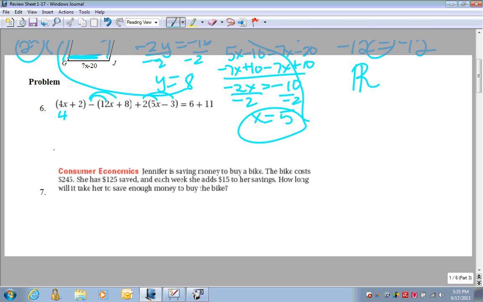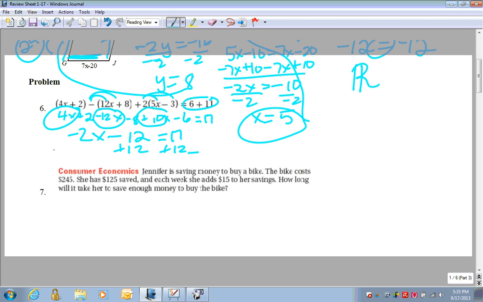Number 6, I need to distribute my negative here to start, and I need to distribute my 2. That gives me 4x plus 2 minus 12x minus 8 plus 10x minus 6 equals 17. Combining my like terms, 4 take away 12 is negative 8. Add 10, that's negative 2x. Did y'all catch that mistake? And then if I combine all of my constants together, I should get minus 12. That's equal to 17. Adding 12 to each side, negative 2x equals 29. And dividing both sides by negative 2, I get negative 14.5.